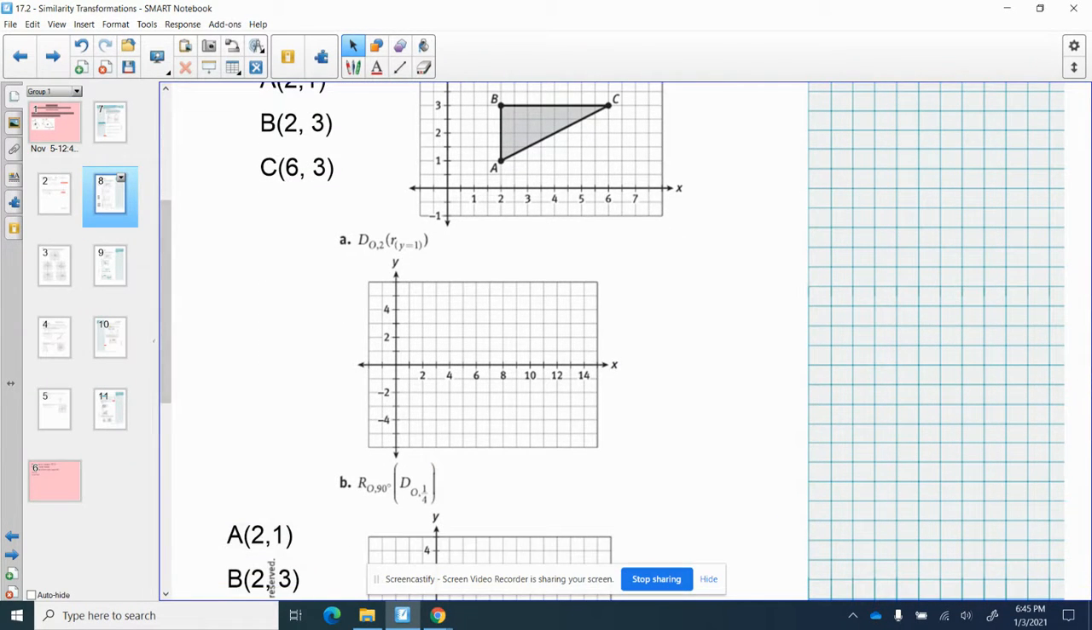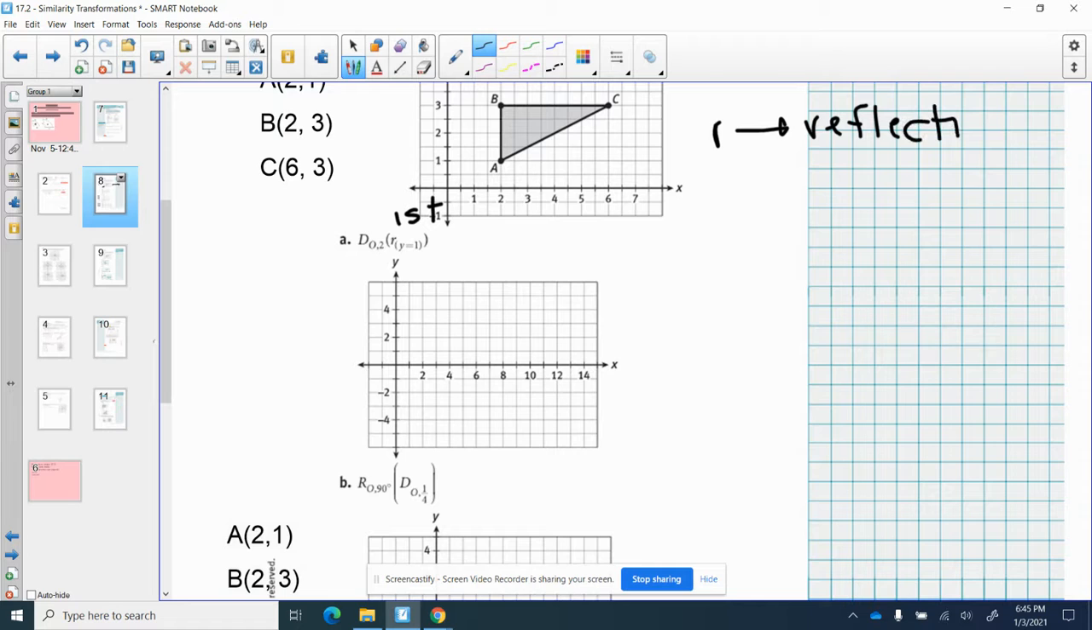First off, with these compositions, we start with the rightmost thing listed. So remember, little r means reflection. So what we're going to do is start by reflecting our initial 3 points, which are (2, 3), (2, 1), and (6, 3), over the line y = 1. Okay, and then this is the line y = 1.